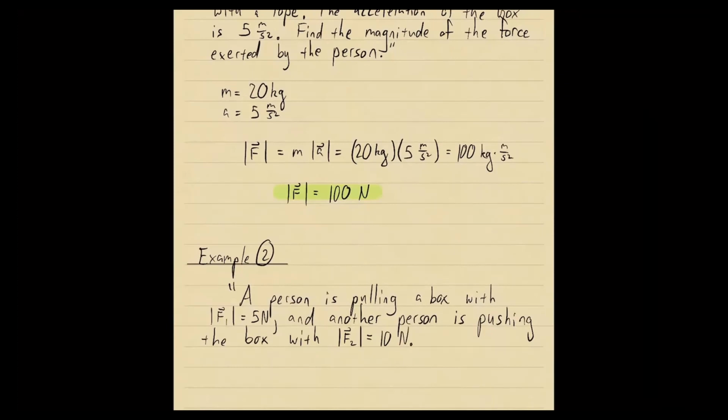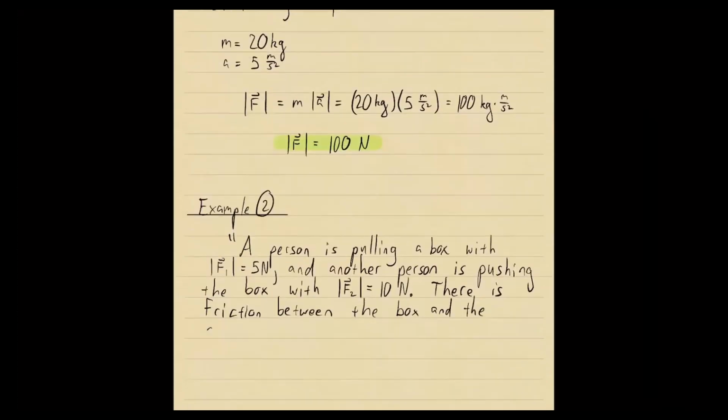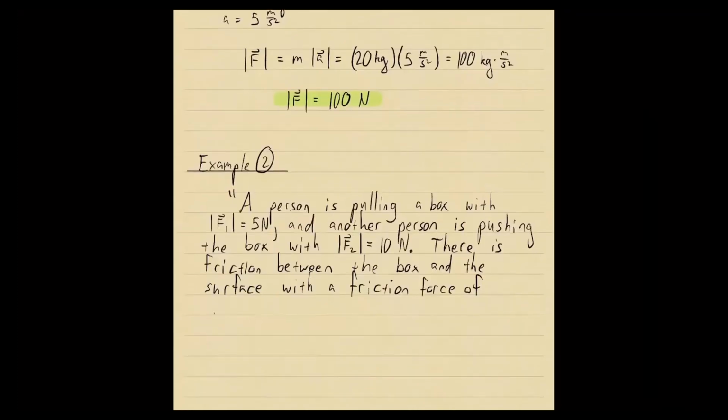The problem goes on to say that there is friction between the box and the surface that it's sliding on, with a friction force, I'm going to call it little f, and that magnitude is 7 newtons. Right. So the problem wants us to find the acceleration of the box if it has a mass of 10 kilograms.